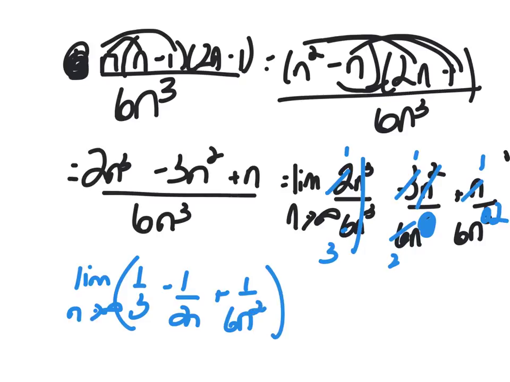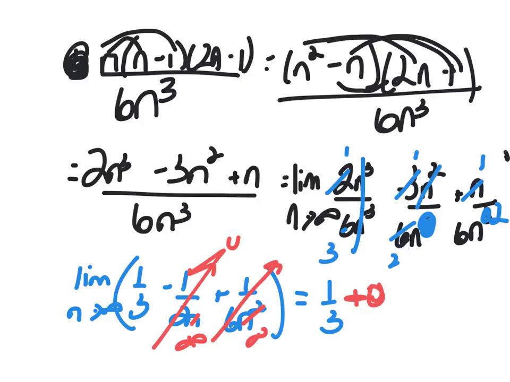So now I'm ready to evaluate the limit. The limit of 1/3, no matter what, is a third. And then this minus 1 over 2n, when I plug in infinity down here, that's going to approach 0. And then if you plug in infinity down here and square it, multiply it by 6, this whole thing's going to approach 0. And so your answer ends up being a third.